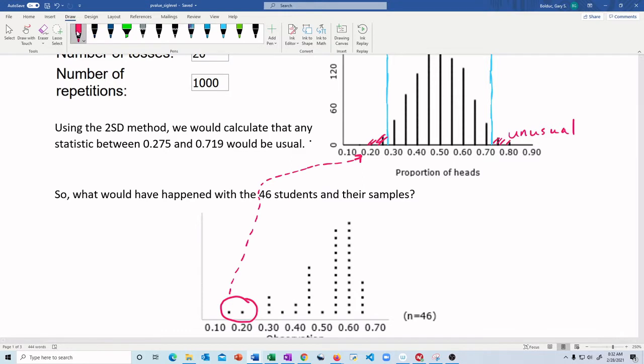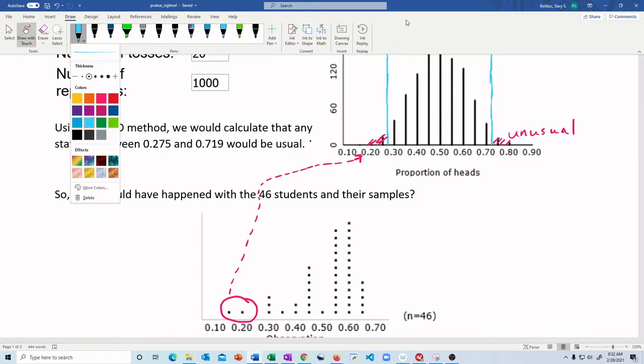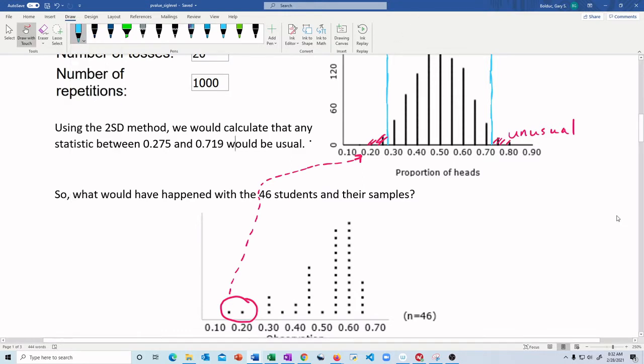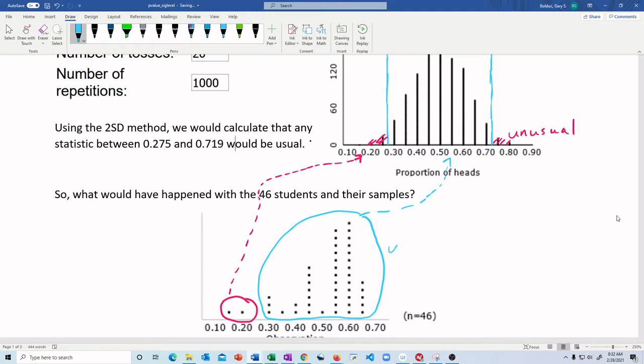And then everybody else, the other 44 students, and again, you should double check that these numbers are working out, right? That each of these dots is in the blue box over here, are going to look over here and say, oh, okay, usual.